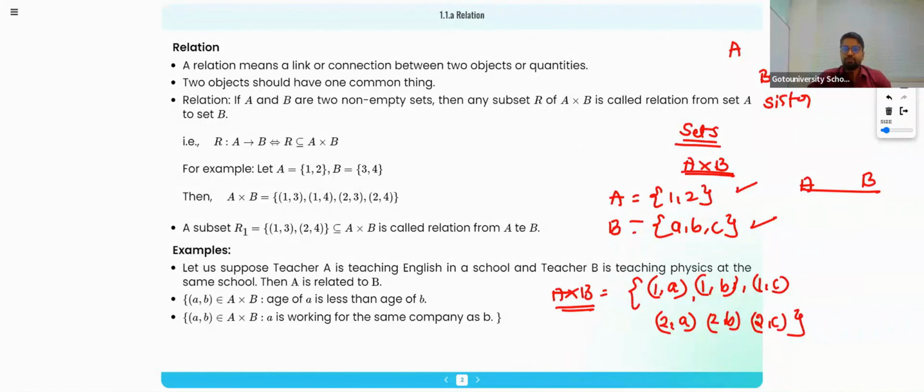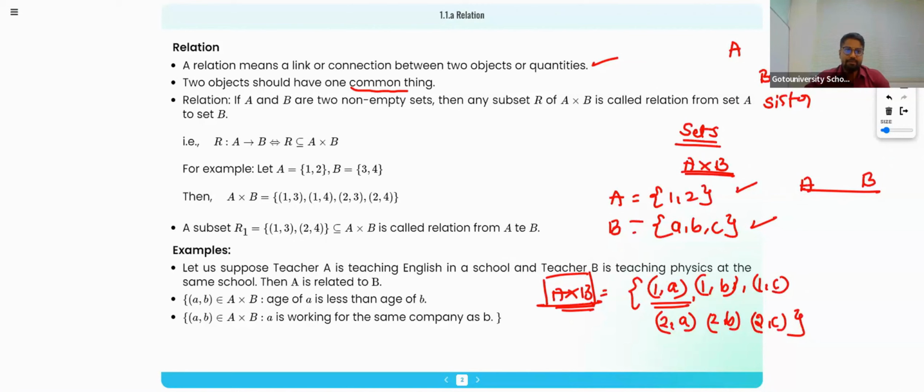Similarly, in mathematics, we establish relations between elements. Suppose there is no relation at all, that is also one of the relations. Okay, that is no relation. That is what a relation is all about. Now, in this product of A and B, what we are saying is, if I take any subset of this product, that becomes a relation. Okay, so it is mentioned here in the general sense. A relation means a link or connection between two objects or quantities. Okay, so two objects should have one common thing. But I mentioned if there is no common thing, that is also called a relation.